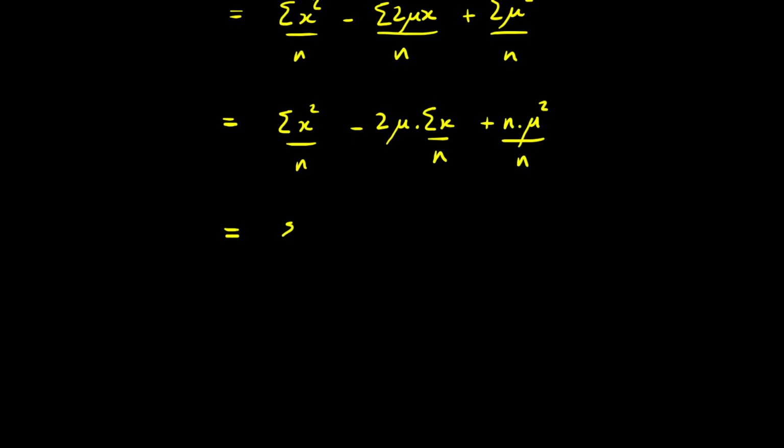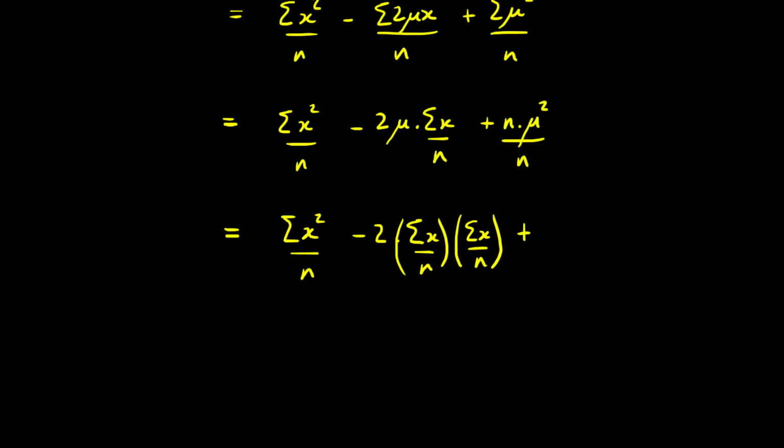How is it going to simplify? Well, we previously defined the mean, that is mu, as being sigma x upon n. Right, so I can replace this mu here with sigma x upon n times sigma x upon n. Right, so in other words, I've replaced that mu there with that thing there. I've replaced this thing here with that thing there. Okay? And then if I've got n divided by n, that cancels off, and I'm left with mu squared.